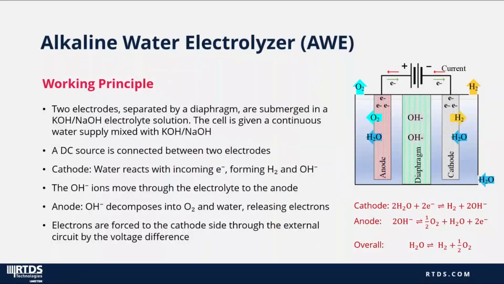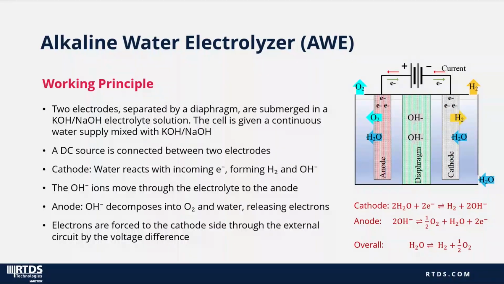This is the alkaline water electrolyzer model. It is a much more mature technology compared to the PEM technology. In this process, two electrodes are immersed in an electrolyte solution of potassium hydroxide or sodium hydroxide. A DC power supply is provided between the two electrodes, and a continuous supply of water mixed with potassium hydroxide or sodium hydroxide is supplied to the cell.